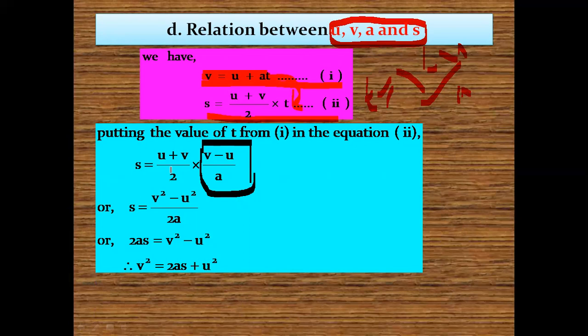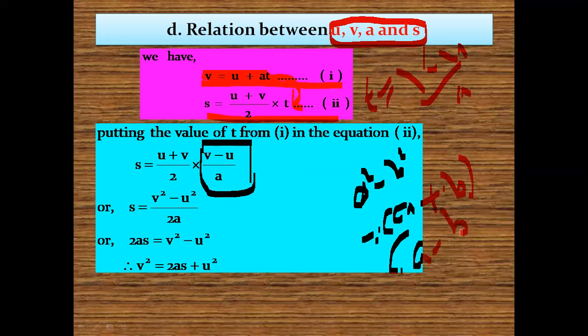Now we do simple mathematics here. It will be in a square minus b square form, like a square minus b square equals (a plus b)(a minus b). Same thing here also. Here v is first, so you can put v plus u here also, because they both are in positive sign, so it doesn't make much difference. Then we got this value v square minus u square by 2a.